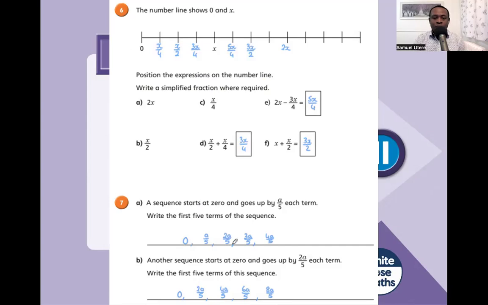But you just simply have a letter in front of it. Okay, it's that straightforward. Next, another sequence starts at 0 and goes up by 2/5 a each term, right? So write the next 5 terms of the sequence. So every time you're adding 2/5, you just simply have a letter in front. So 2/5, 4/5, 6/5, so on and so forth.